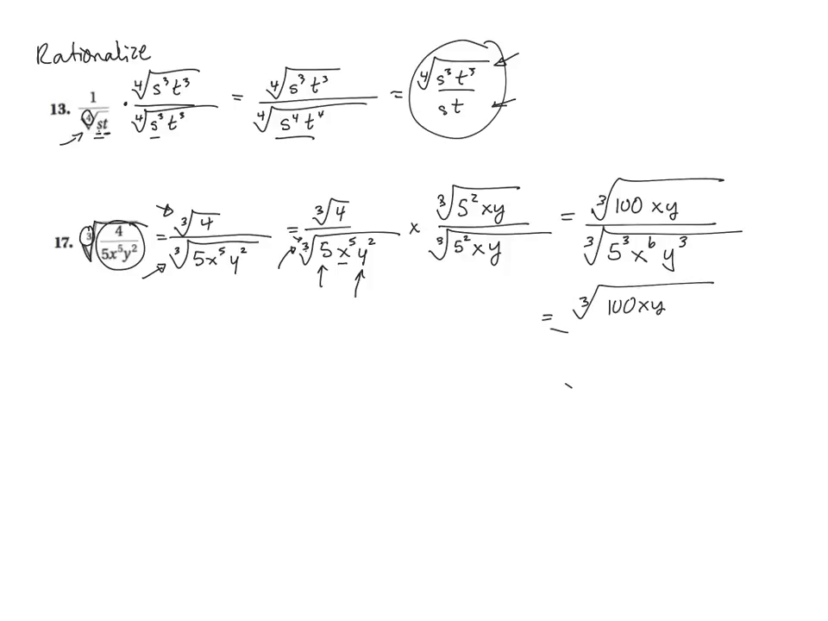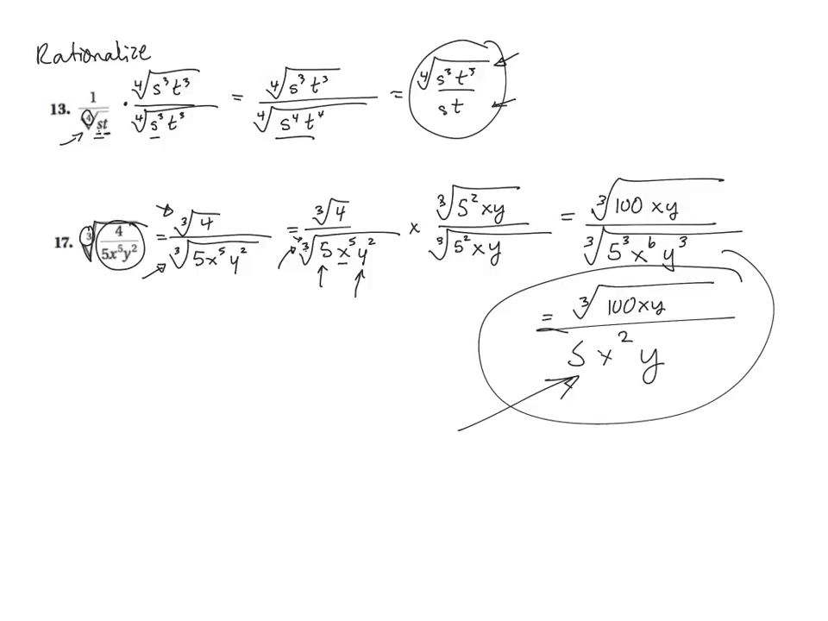I've got this up top. Simplify the bottom. Cube root of 5 cubed is just going to be 5. Cube root of x to the 6th will be x squared. And the cube root of y cubed will just be a y. So that would be my answer. Notice no roots on the bottom, and that's what I was going for. Alright, hopefully that helps.